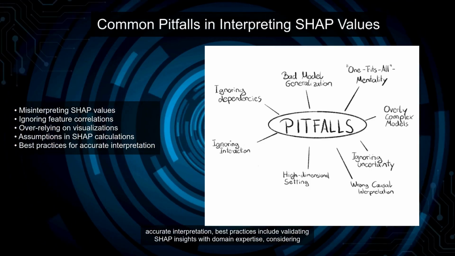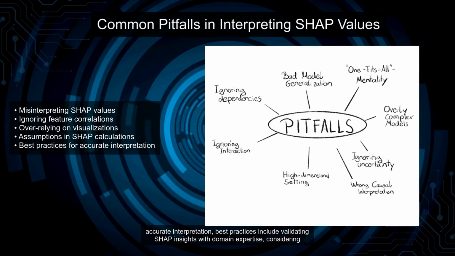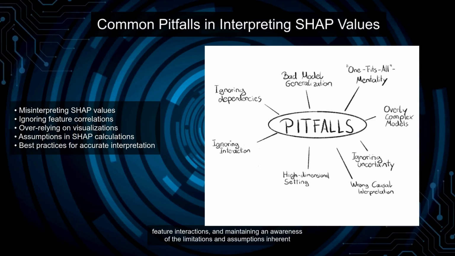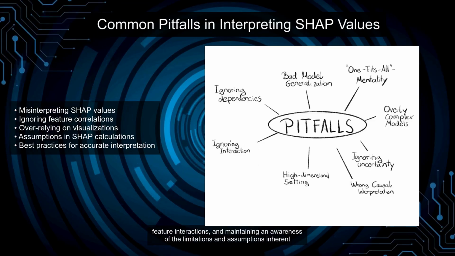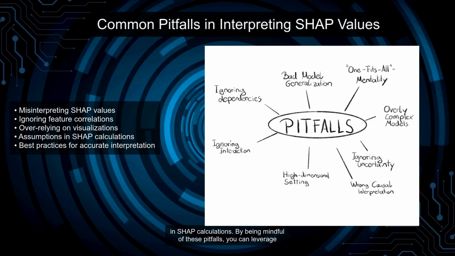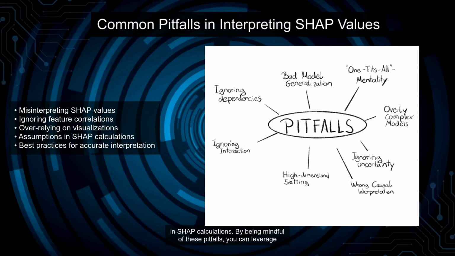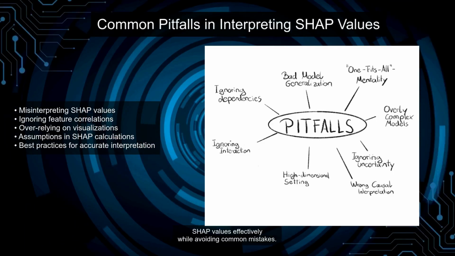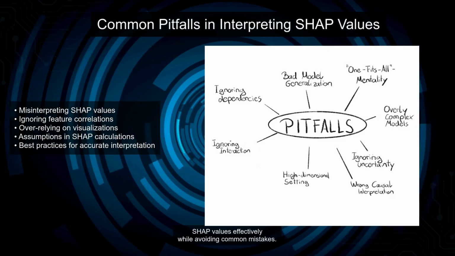To ensure accurate interpretation, best practices include validating SHAP insights with domain expertise, considering feature interactions, and maintaining an awareness of the limitations and assumptions inherent in SHAP calculations. By being mindful of these pitfalls, you can leverage SHAP values effectively while avoiding common mistakes.